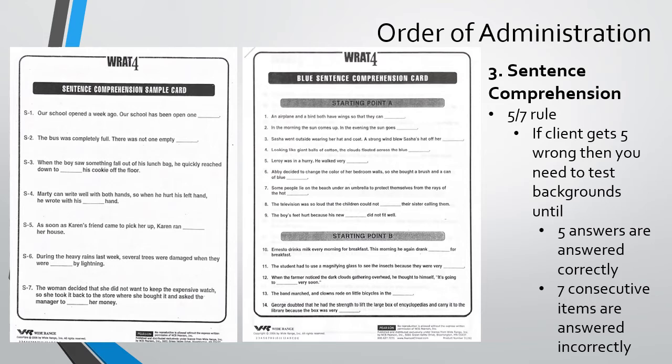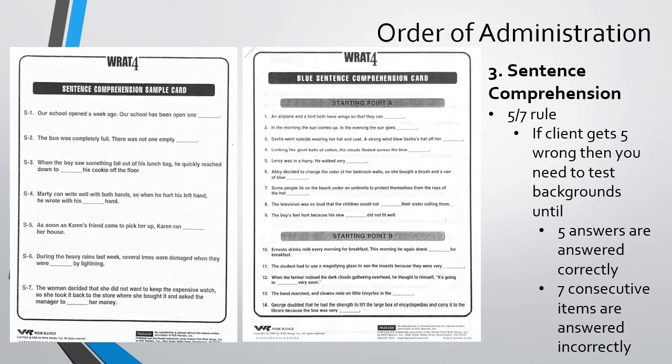The rules for the sentence comprehension test are different than those of the other subtests. When you begin to take the test, if your client does not get the first 5 done correctly, then you will need to test them backwards. For example, if you begin on starting point E, question number 25, but your client did not get 5 answers done correctly, then you will need to test them backwards starting from question 24 to 23 and so on. You will do this until they are able to get 5 answered correctly consecutively.